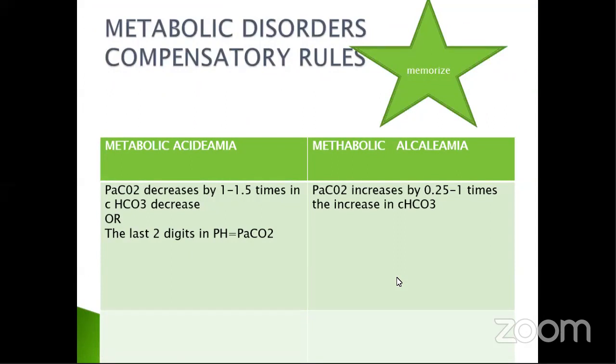So these slides are showing the rules which you have to memorize. It's the rules of compensation for mixed disorders. So in case of metabolic acidemia, there is already a process of compensation by CO2 elimination. So PaCO2 will decrease by 1 to 1.5 times the bicarbonate decrease, or the last two digits of pH should be equal to PaCO2. So it means the processes are compensating each other. In case of metabolic alkalemia, PaCO2 increases by 0.25 to 1 times the increase in bicarbonate.